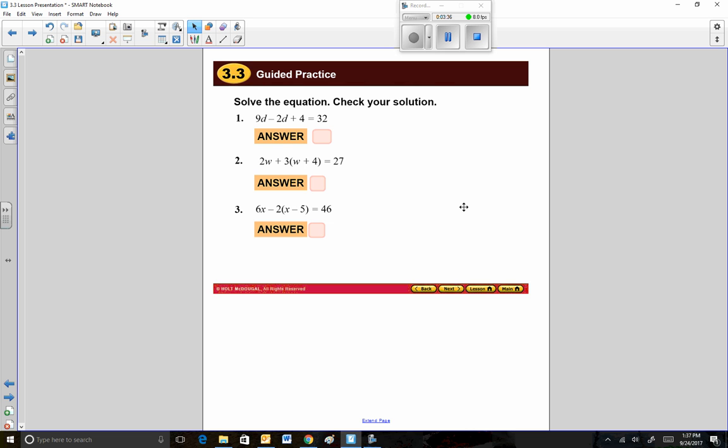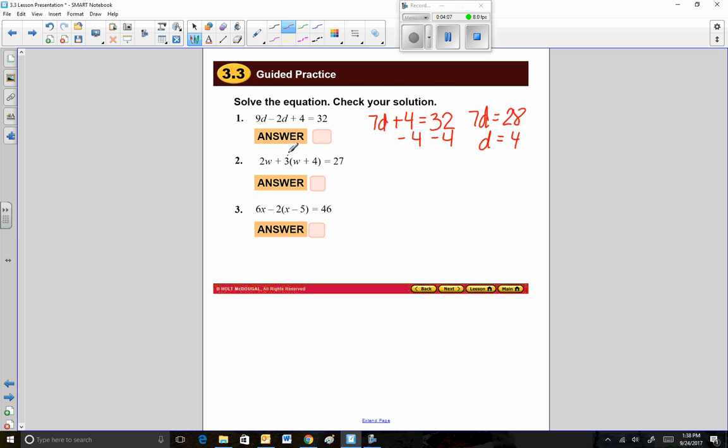Welcome back. Let's take a look. On this one, you should have had 9d minus 2d. Well, that would have been 7d, plus a 4 equals 32. And then you're supposed to subtract 4 from both sides. So 7d equals a 28. That would cause d to equal 4.